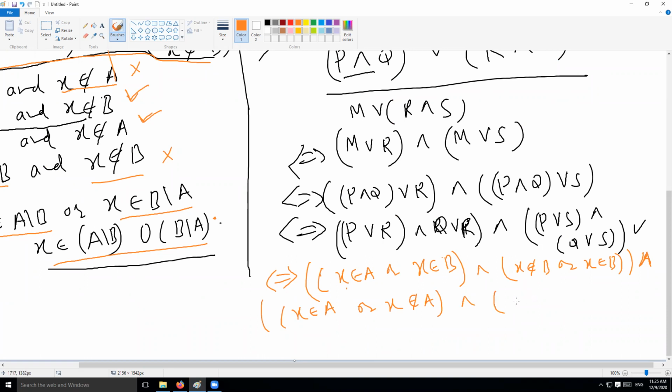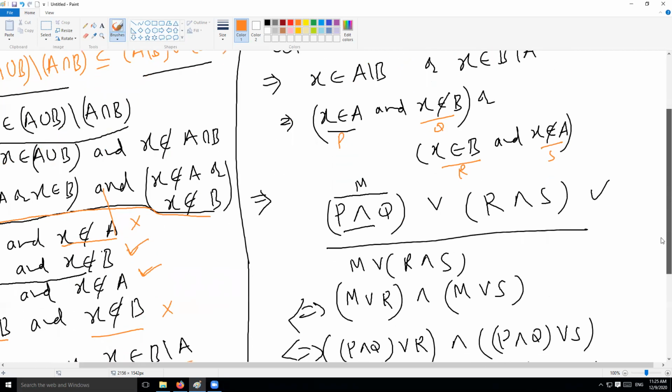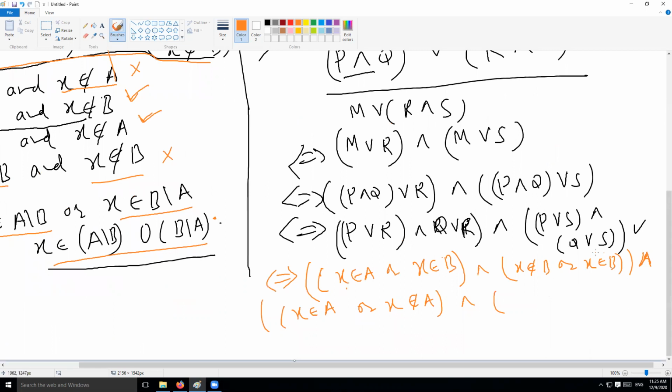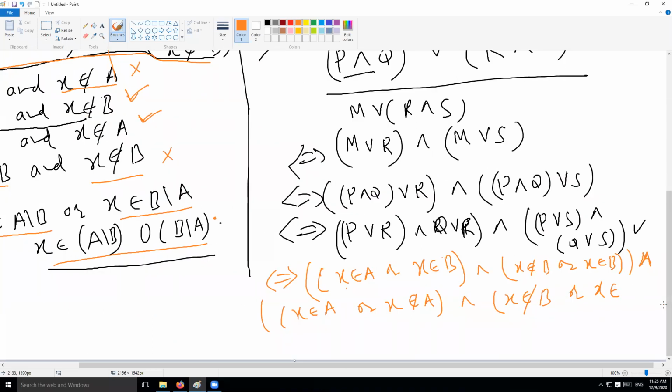And Q is what? X does not belong to B. X does not belong to B, and S is what? Q and S, what are they? X does not belong to B. X does not belong to B. Okay, and R, X does not belong to A. No, look again. Where is S? X does not belong to A. Okay. X does not belong to A.